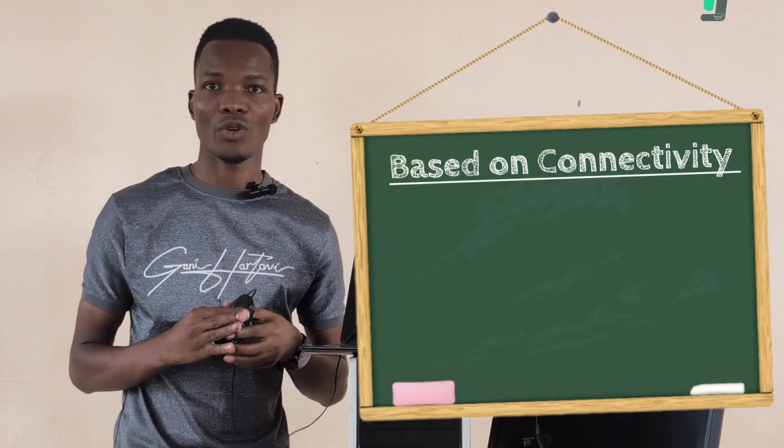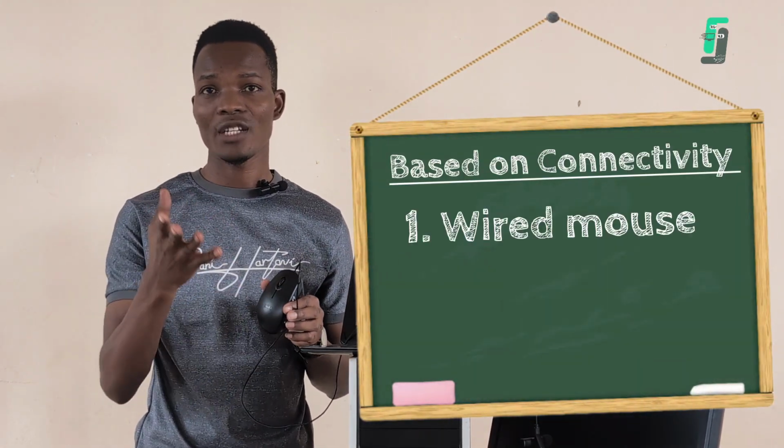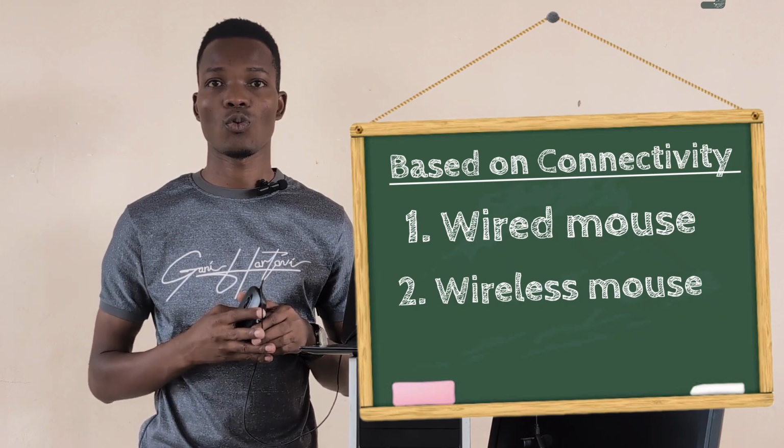A mouse has three major buttons, of which we have the right click and also the left click. But without forgetting, at the center of these two buttons there is a wheel, the rolling wheel, that is used to scroll or move the page up or down during operation. We have two major types of mouse, according to connectivity. We have the wired mouse, but also we have a wireless mouse.